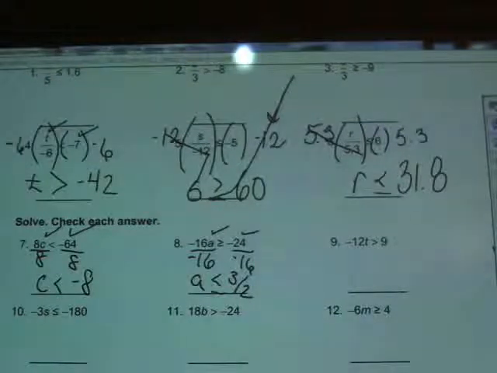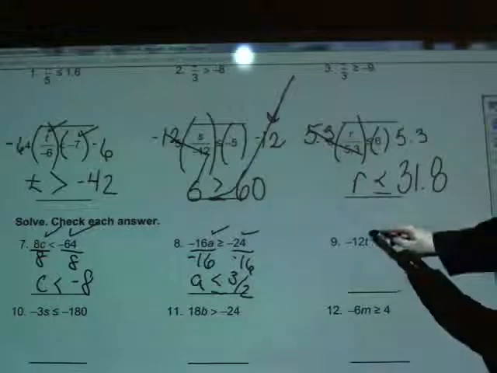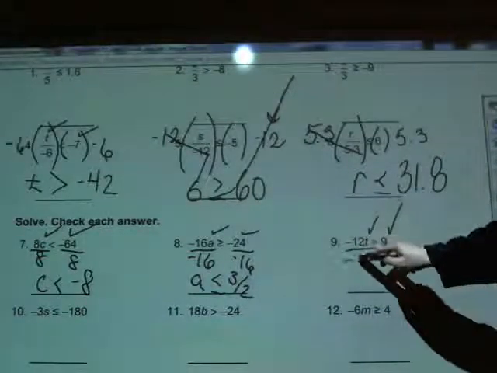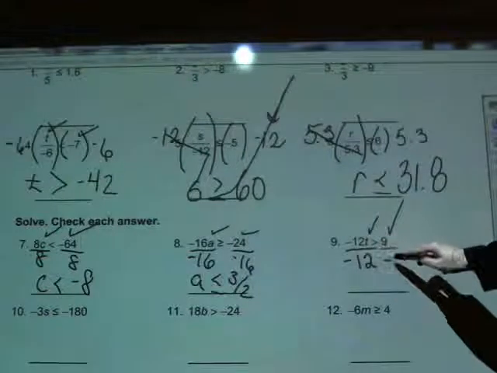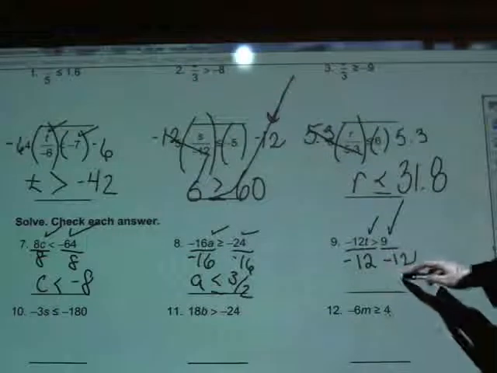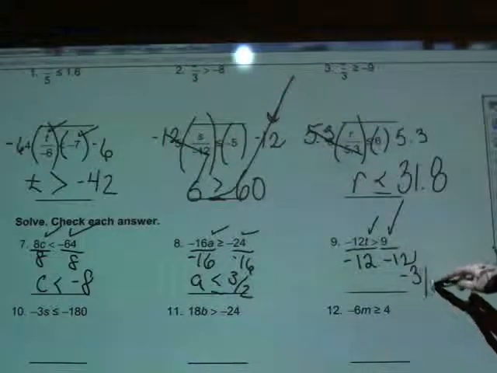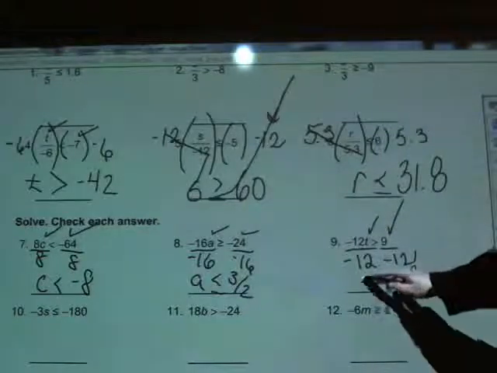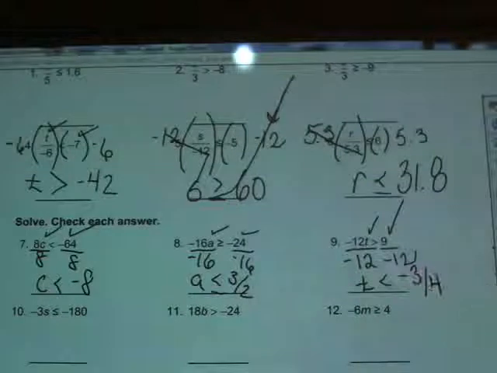Number 9, keep the variable t on the left, keep the number 9 on the right, so the negative 12 has to move. Opposite side, do the opposite. Since I'm multiplying by negative 12, I'm going to do the opposite, which is to divide by negative 12. 9 divided by negative 12 is going to give me negative 3/4. And of course here we divided by a negative, so that's going to flip my sign around. So I'm going to have t is less than negative 3/4, or t is less than negative 0.75.